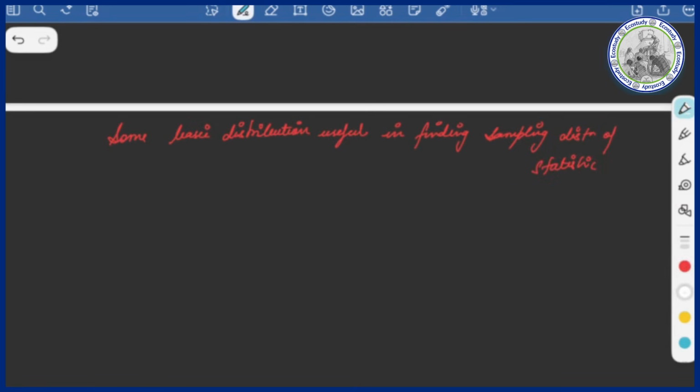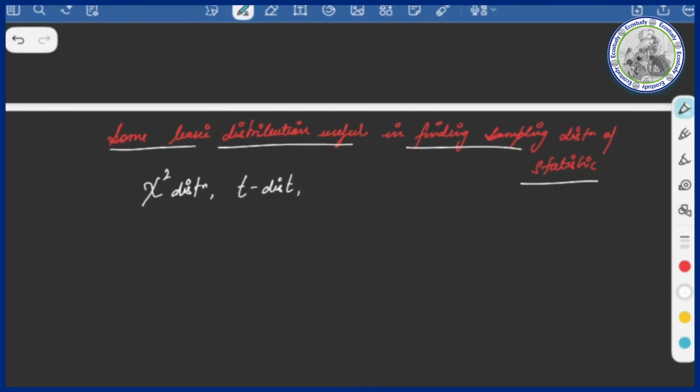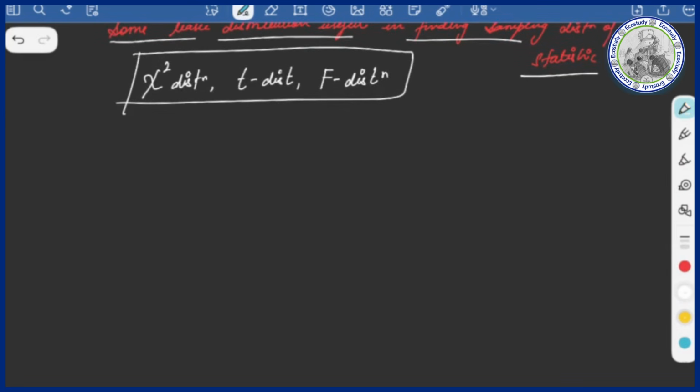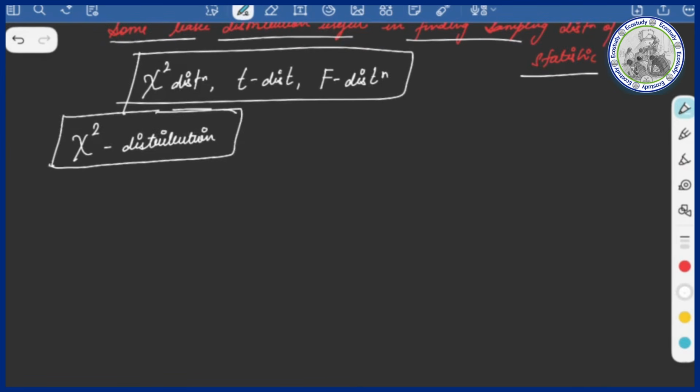Here we will see the chi-square distribution, t distribution, and F distribution. So let's start. First of all, I will start with the chi-square distribution. So what is the chi-square distribution?